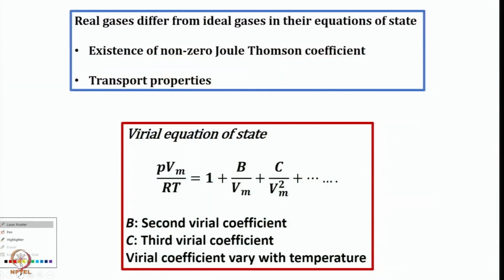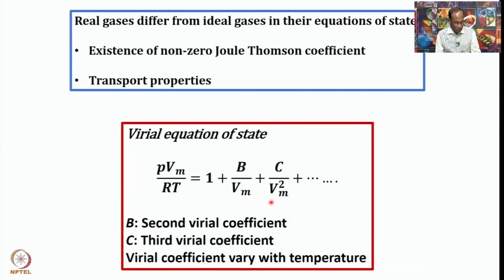And we know that real gases differ from ideal gases, because in real gases there is onset of intermolecular interactions. There, what we did was we introduced virial coefficients. The equation of state called the virial equation of state was PVm by RT is equal to 1 plus B by Vm plus C by Vm squared, etc., where B is the second virial coefficient, C is the third virial coefficient, and these virial coefficients have information about intermolecular interactions.